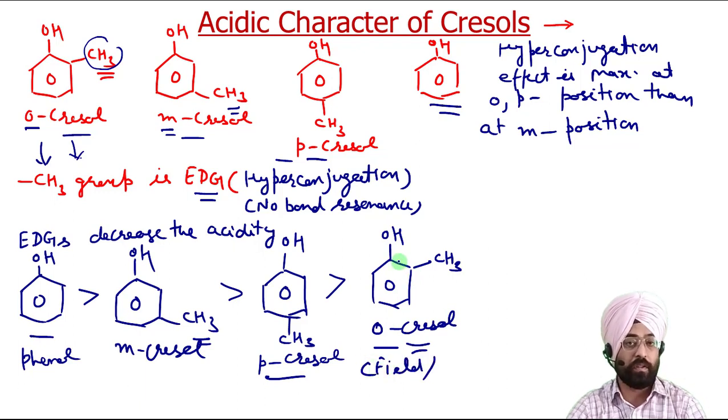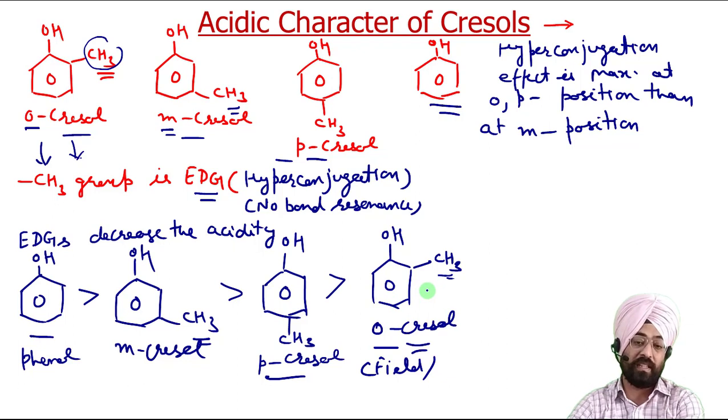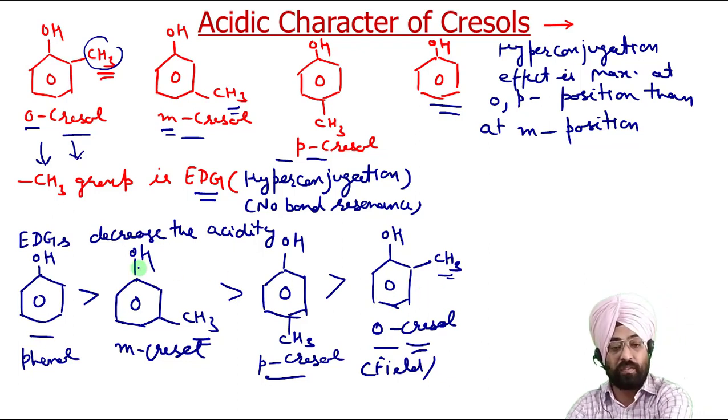Field effects arise because of various steric and electronic factors. There is no proper explanation why orthocresol is less acidic than para. So we can say that because of these field effects, the methyl group has a higher electron donation effect at the ortho position than at the para position. That's why it is the least acidic. So that is the acidic order in the case of cresols.